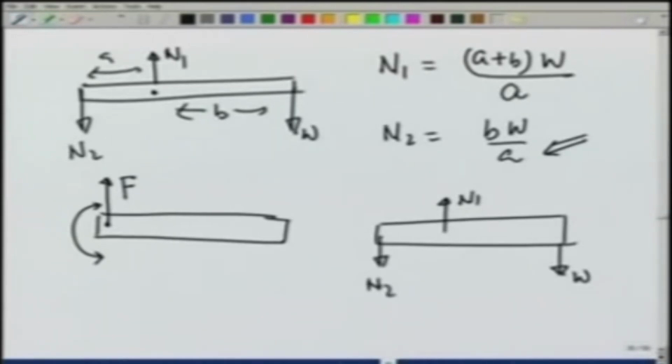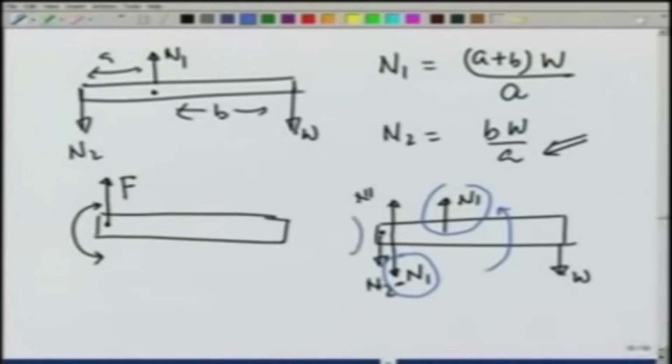I can add a 0 force at this point, and I choose this 0 force in a particular way. I add N1 and minus N1 at this point. Now, this minus N1, let me use a different color, minus N1 along with this N1 gives a couple trying to turn the whole thing counterclockwise.